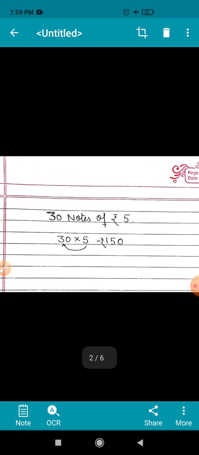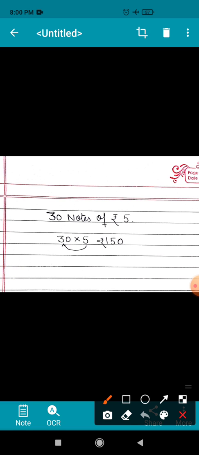Children, suppose you have 30 notes of rupees 5. Then how can you calculate this money? Children, for that, you will multiply 30 by 5. 3 multiplied by 5, 3 5s are 15 and there is 1 zero, so it will come at the last of the number. So, you have 150 rupees in all.